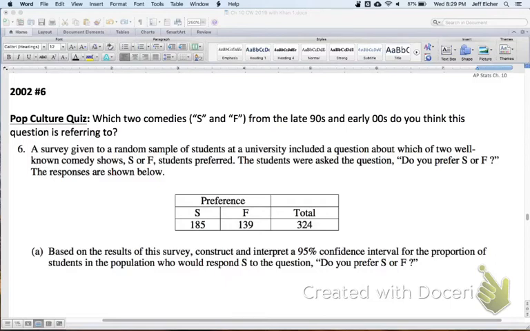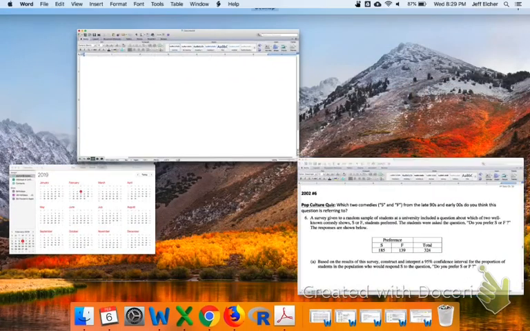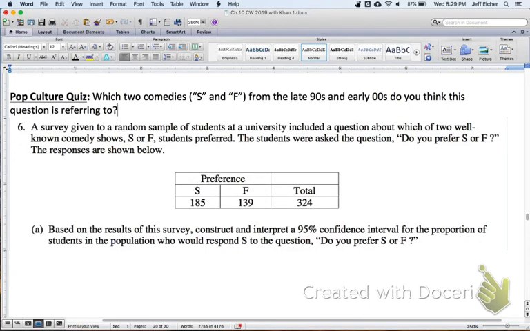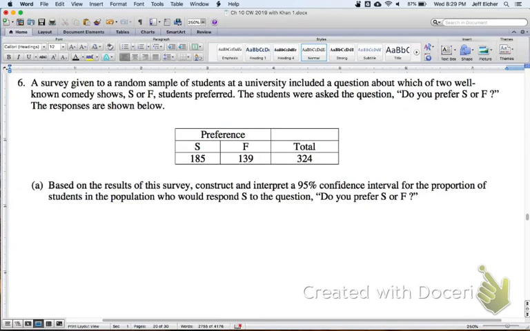I learned from some of my AP Stats buddies that this question was written based on actual well-known comedy shows, S or F. So I'll let you determine, can you figure out which two comedies from the late 90s, early 2000s you think this question is referring to? But that's not actually going to be too bad. They don't ask cultural questions on the AP exam, but I digress.